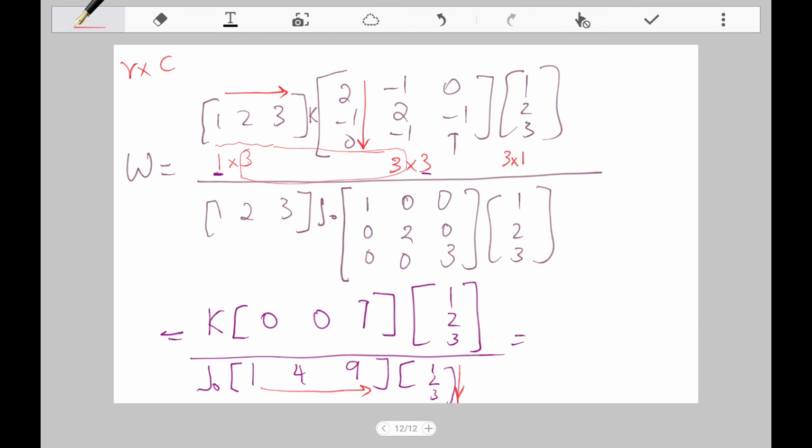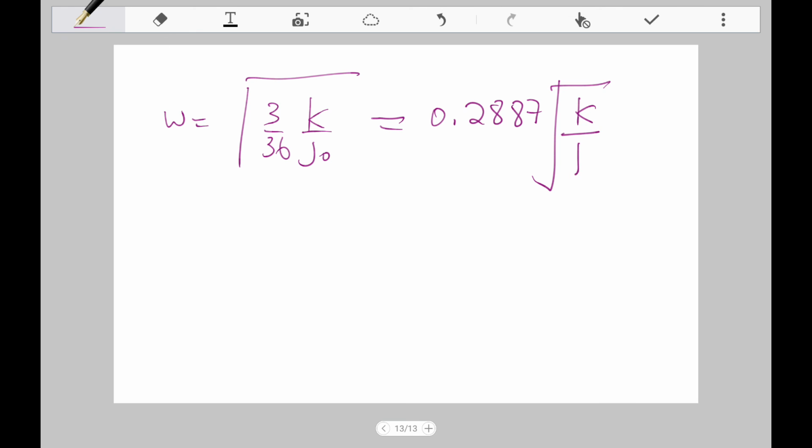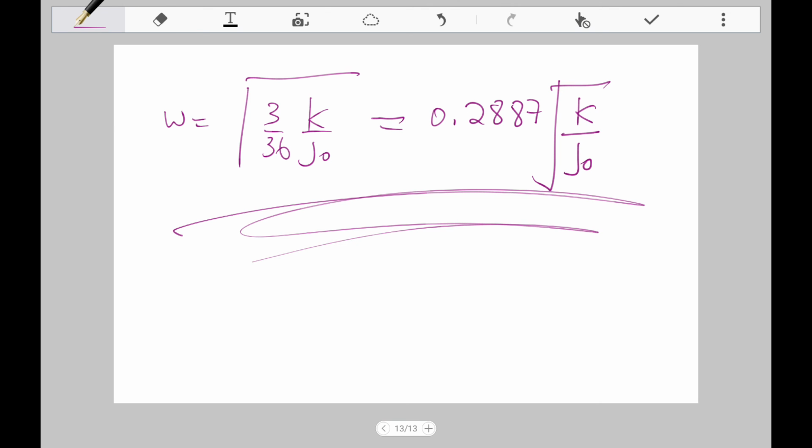And finally, this is what we get: K over J0, 3 over 36, and if we reduce that even more, we'll basically get 36 K over J0, which is equal to 2.2887 K over J0. So that's your answer right there. That's your fundamental frequency, your first frequency, and there you have it.